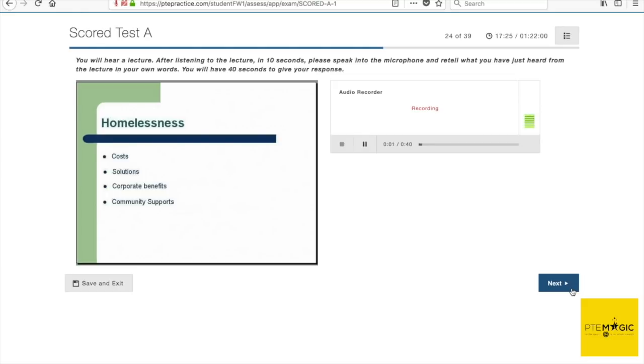The speaker provides information on homelessness, which consists of four different factors: cost, solution, corporate benefits, and community supports. Firstly, he mentioned that there are solutions such as integrated housing and green design principles, which will reduce emissions, wastage of energy, hence the cost of energy, and reduce the impact on the environment.